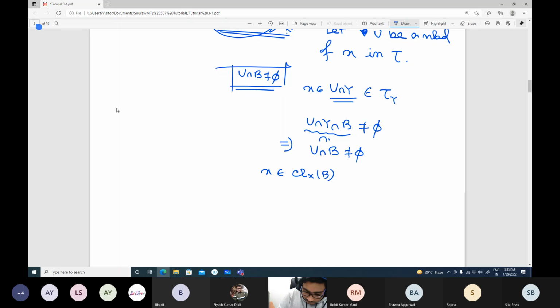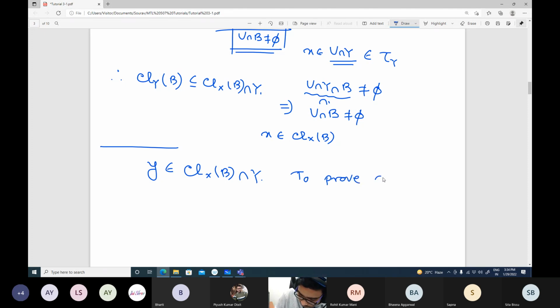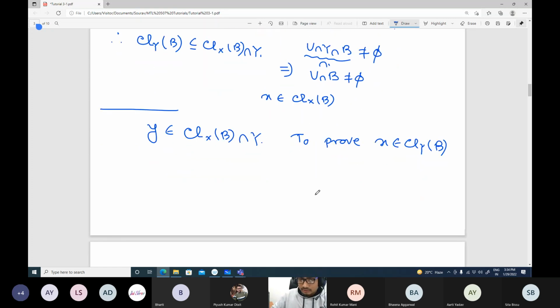Therefore, what we can say is the closure of B in Y is contained in the closure of B in X intersection Y. Okay. Now let's go through the reverse direction. Take y belongs to Cl_X B intersection Y to prove x belongs to Cl_Y B. Then from where should we take an open neighborhood and check whether the intersection is non-empty or not.